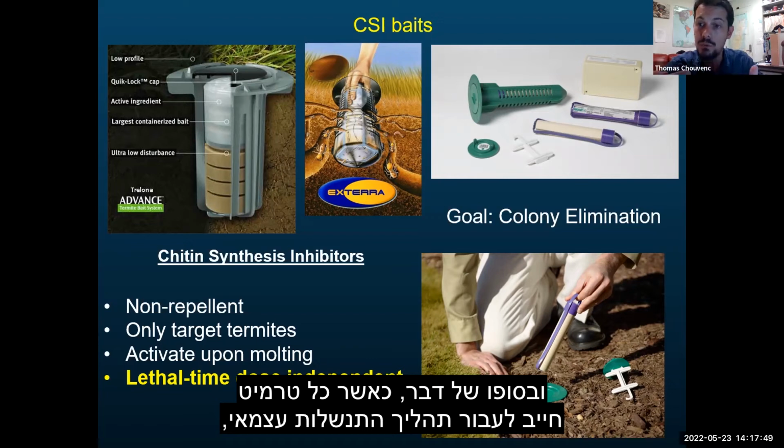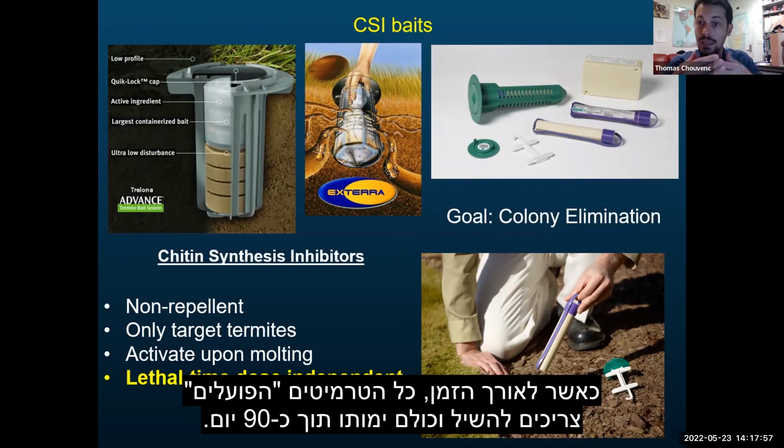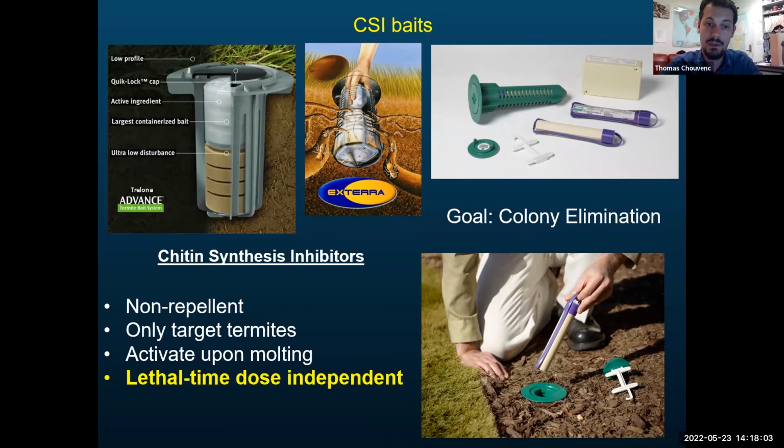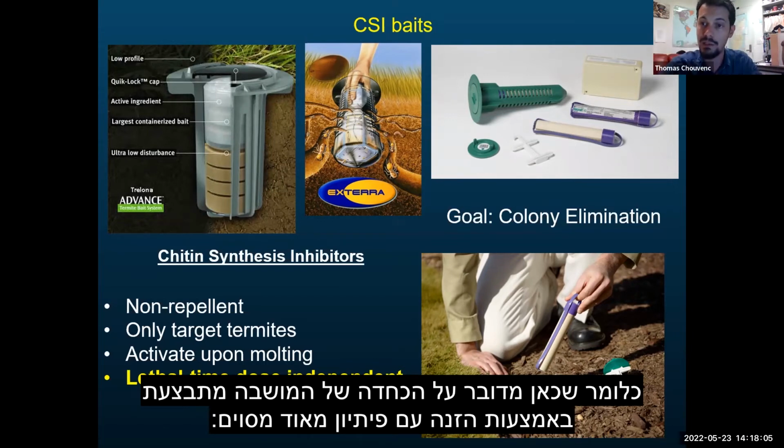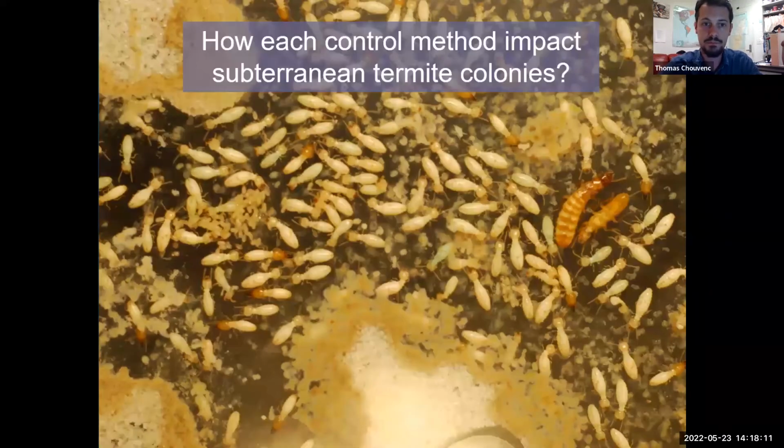And eventually, as each termite independently must go through their periodic molting process, they are eliminated in the process. They are killed in the process, which over time, all the termites have to molt, all the workers have to molt, and everybody dies within 90 days or so. So here you eliminate the colony through the feeding with a very specific type of baits, CSI baits.